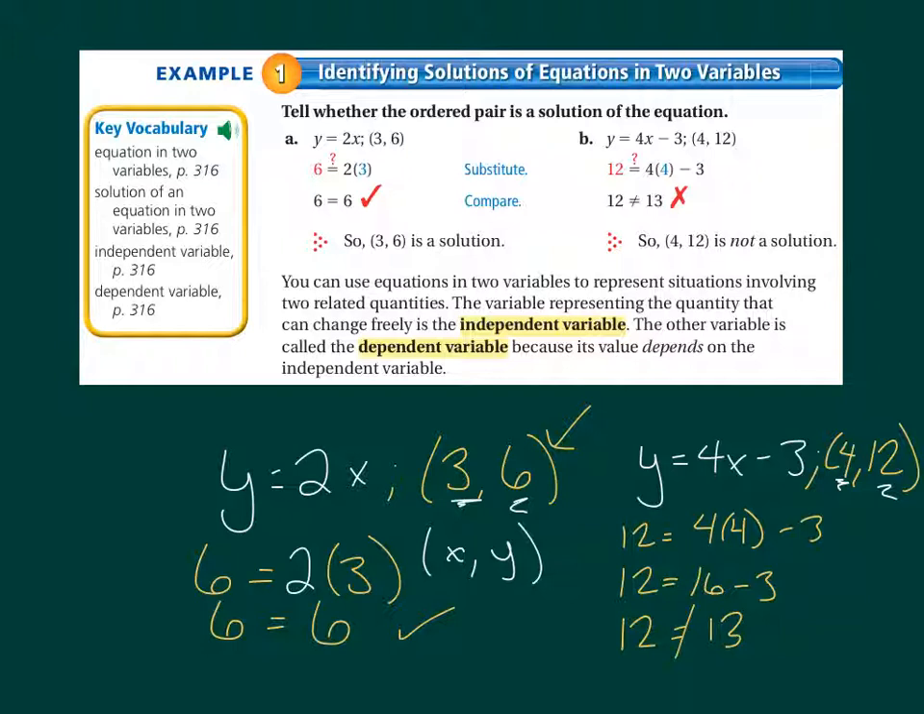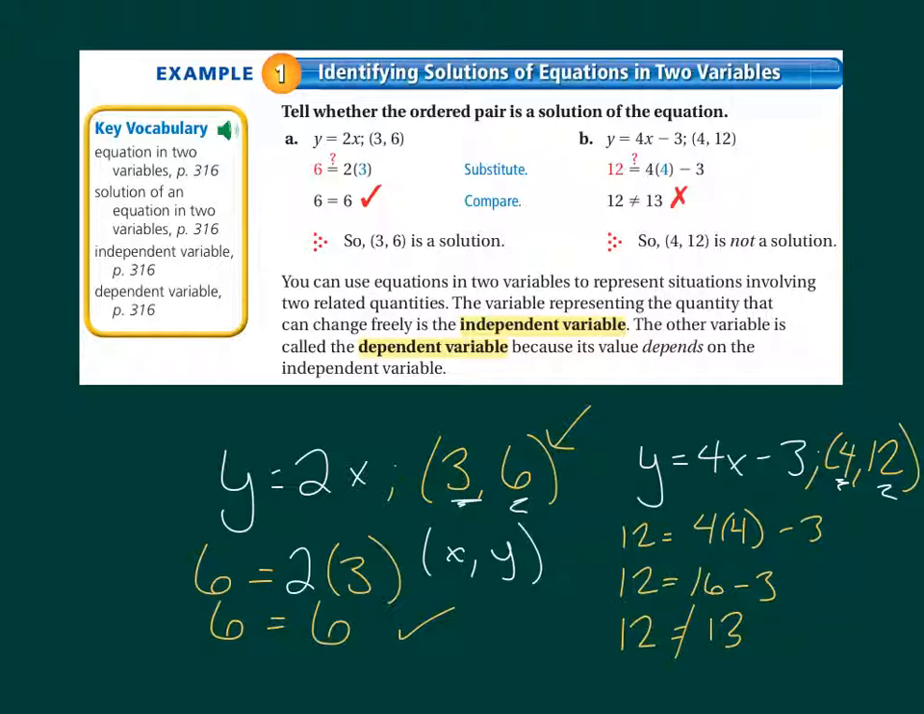A couple of definitions here after this example you guys want to keep available for your notes. It says you can use equations in two variables to represent situations involving two related quantities. The variable representing the quantity that can change freely is called the independent variable, and the other variable is called the dependent variable because it depends on the independent.